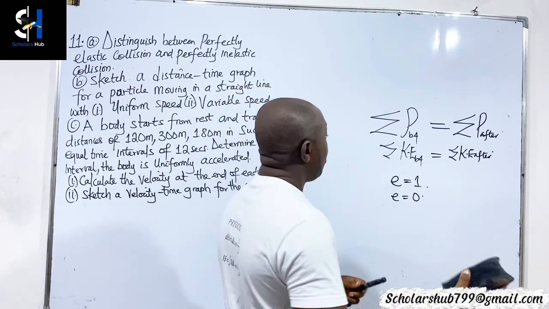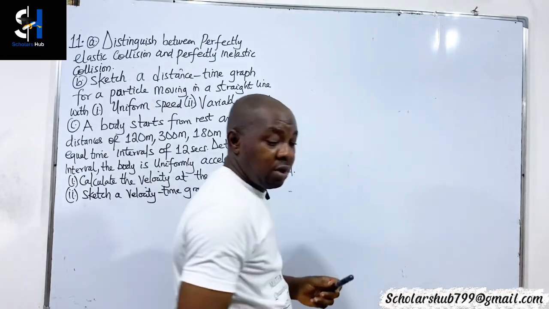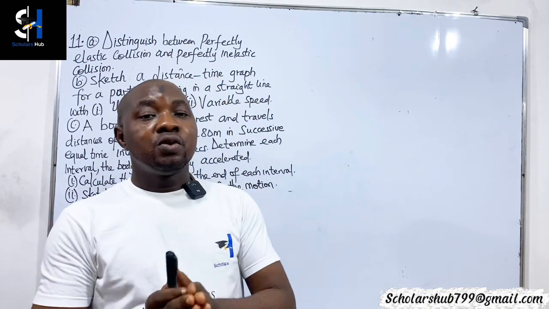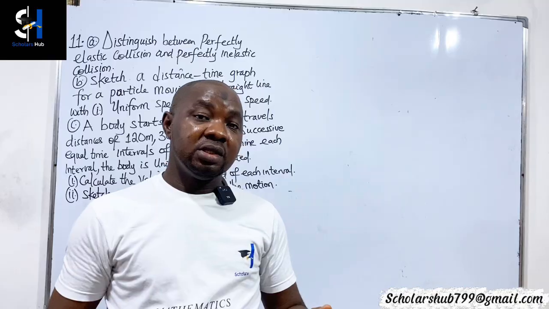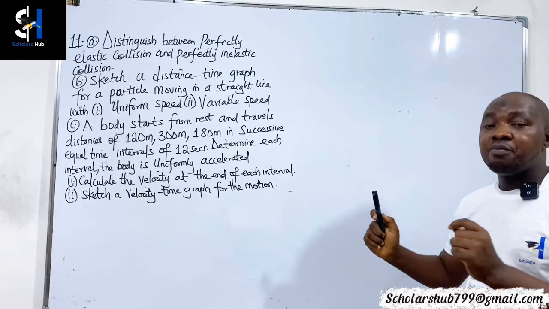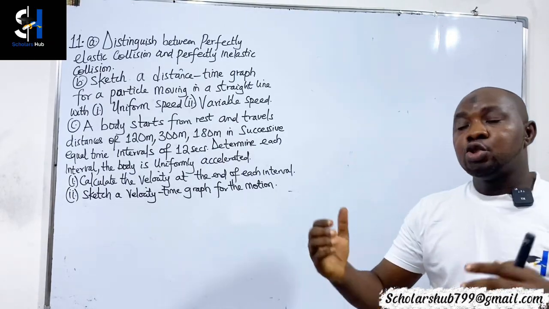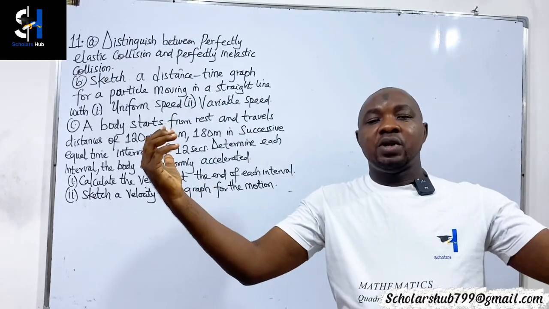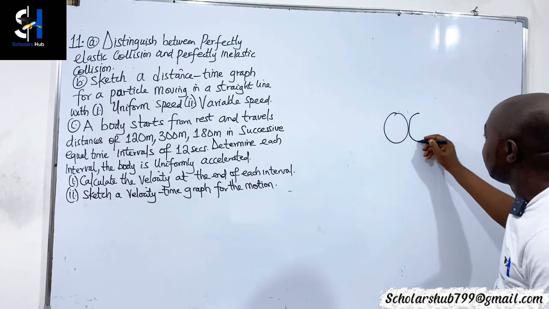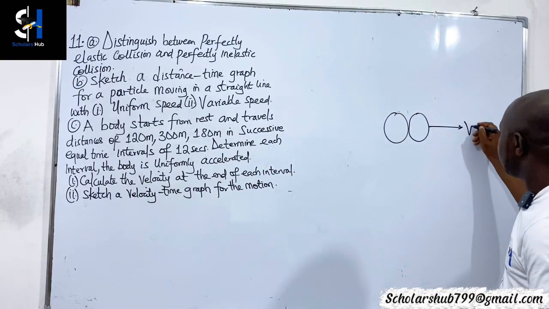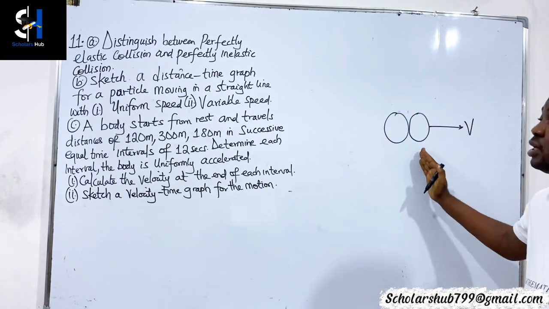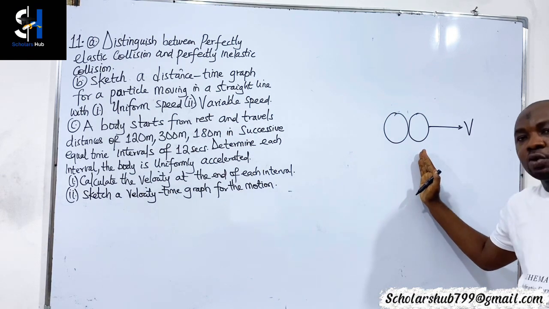So what is perfectly inelastic collision? Perfectly inelastic collision is a collision in which only momentum is conserved, but kinetic energy is not conserved. In perfectly elastic collision, the two colliding bodies will bounce off each other, while in perfectly inelastic collision, the two colliding bodies will stick together and move with a common velocity. That is, they will move with the same velocity after impact.